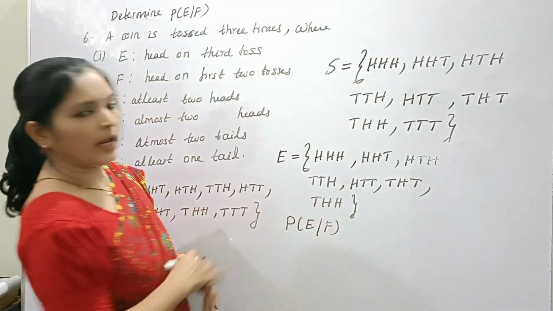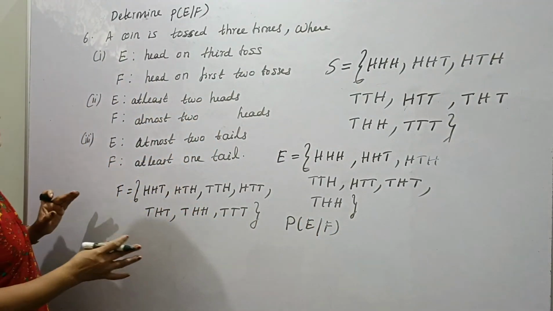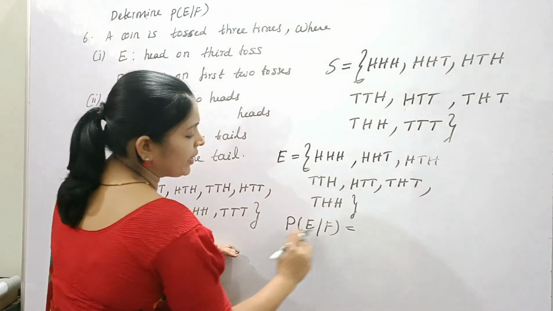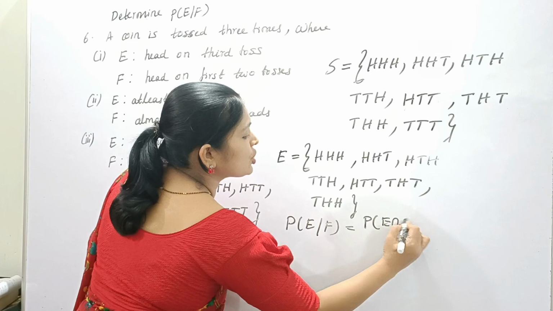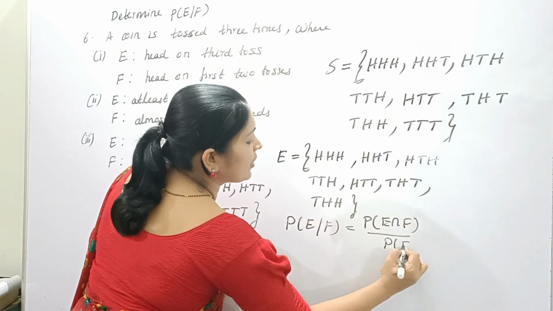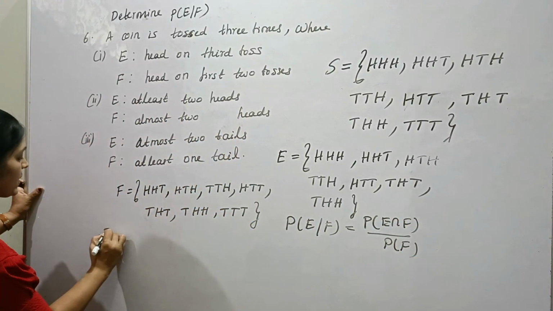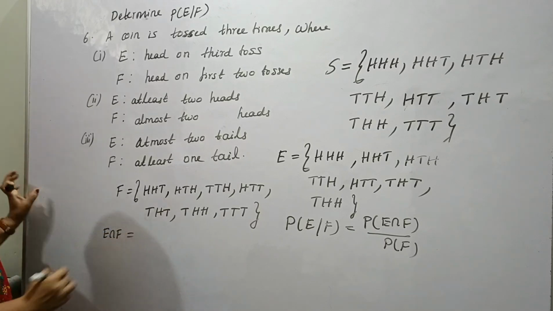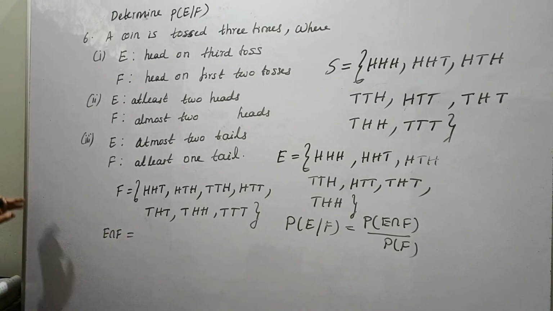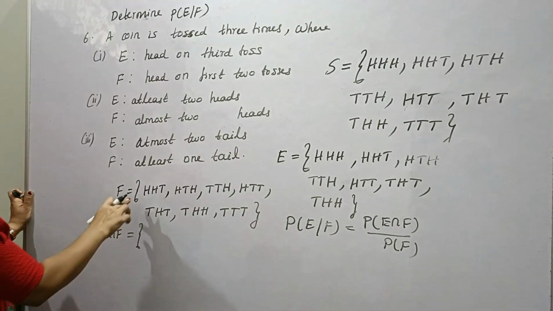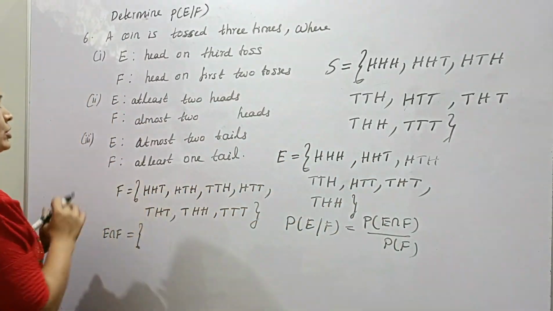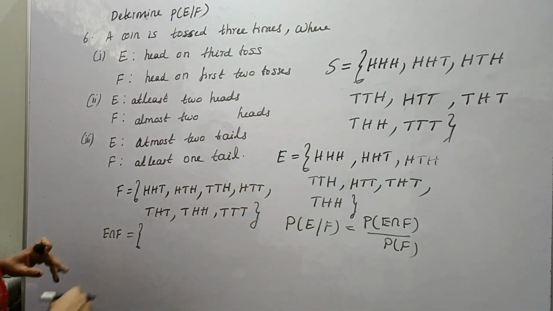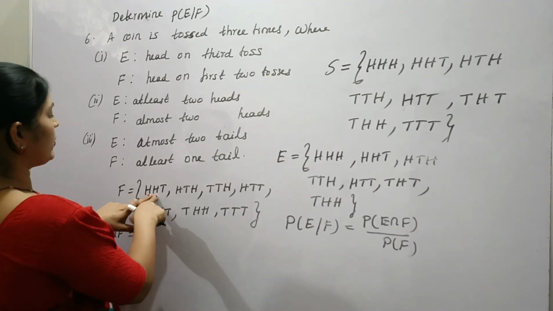Okay, let's apply the formula. To find the probability of E given F, that is nothing but probability of E intersection F divided by probability of F, right? So what is the E intersection F? These are the elements of E and these are the elements of F. So what is the intersection of these E and F?